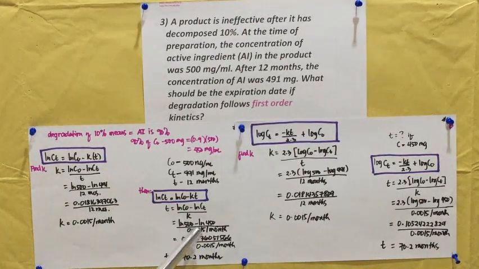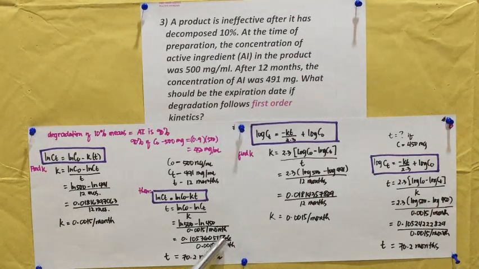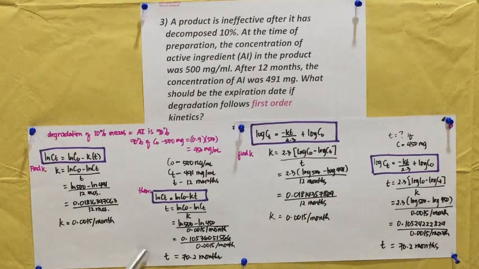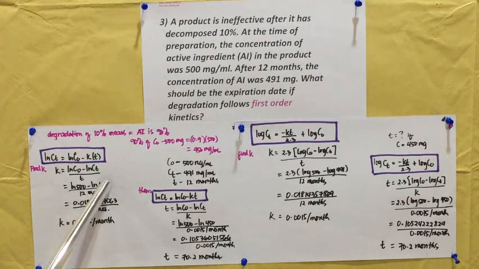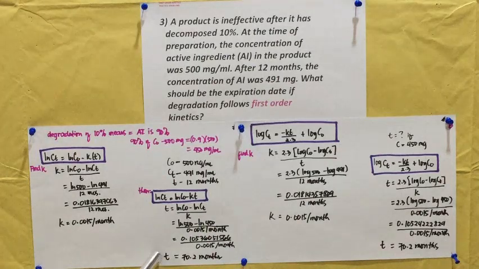So, ln 500 minus ln 450 will give us 0.10536051566 divided by the K, which is 0.0015. So, our time now is 70.2 months. Anong ibig sabihin nito? That we can use our product for 70 months, so that would be 5 years and 10 months. After that, we can no longer use it. So, the shelf life of the product is 70 months or 5 years and 10 months from the date of manufacture.